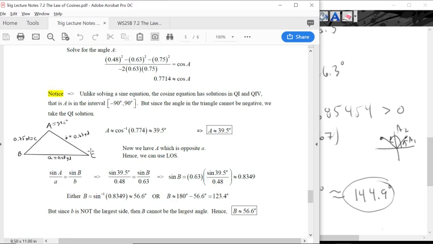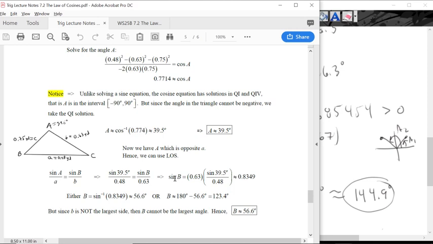So we have our angle A. We have 39.5 degrees. Now that angle A is determined, notice we now have an angle opposite a side. That gives us access to the law of sines. So we can set up the law of sines to solve for either angle B or angle C. And again, as in the previous example, that is going to give us a sine equation. The sine of B is equal to a positive number.